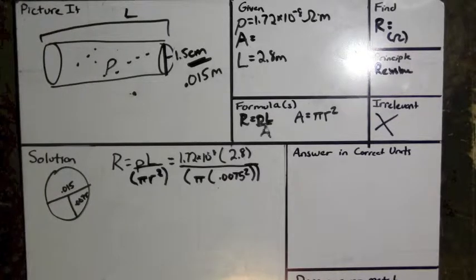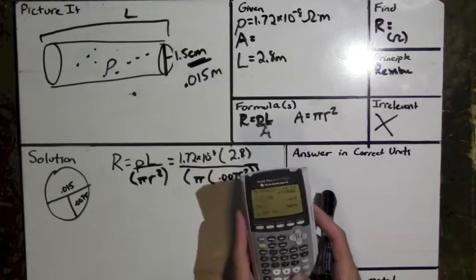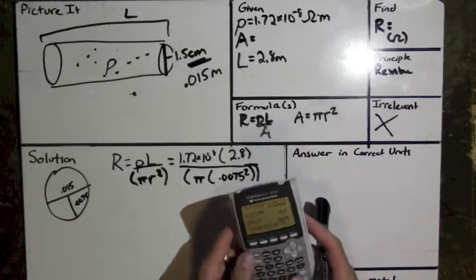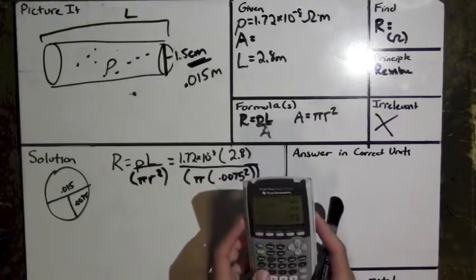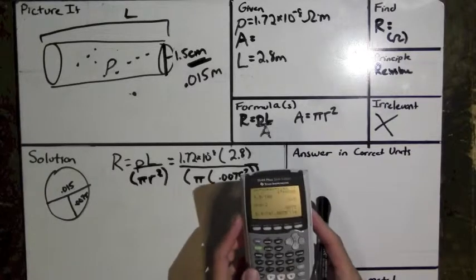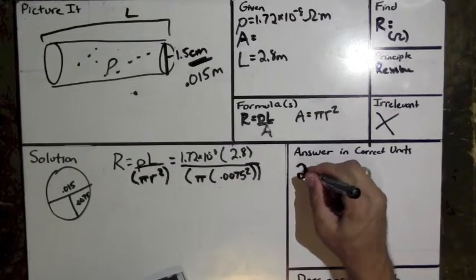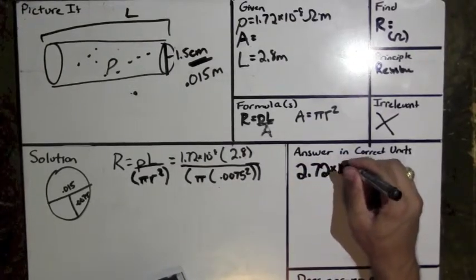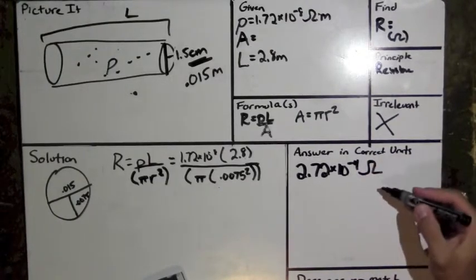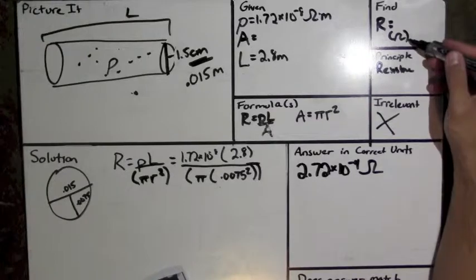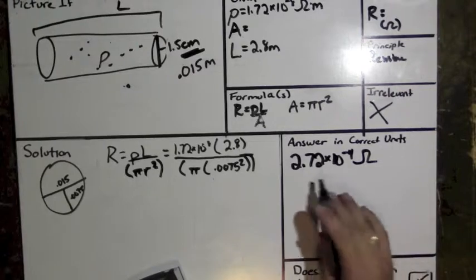So now I put it into my calculator, and when I do that, I get 1.72 e minus 8 times 2.8 divided by parentheses pi, parentheses 0.0075 squared, and then you close the two parentheses. And when you do that, you get a number like 2.72 times 10 to the minus 4th, and that's in ohms. So I found a resistance. That's what I was trying to find. So now I say, does my answer match what I was trying to find? That is correct.